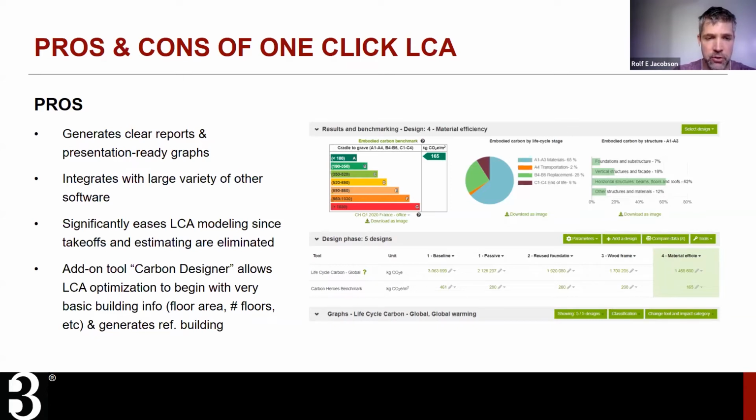They also have an add-on tool called Carbon Designer, which I have not tested myself, but it seems like it'd have the potential to address this concern with not really having a BIM model early enough in the design process. So you can start with Carbon Designer, even with a rough concept of your building, just basic building info like floor area and number of floors, and it's going to generate a reference building. And you can start playing around with that reference building to see what strategies make sense to reduce embodied carbon early on.